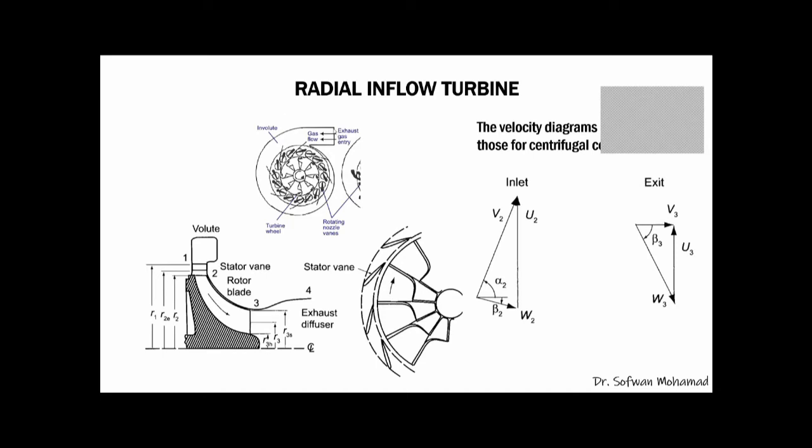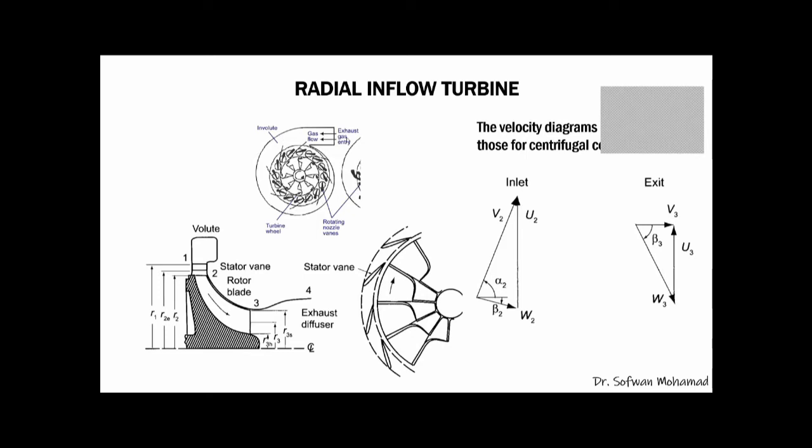A volute is a casing, like you can see in this figure, a casing where the inlet is big and the diameter decreases gradually to the outlet, and then the flow goes inside the stator vane and the rotor blade.